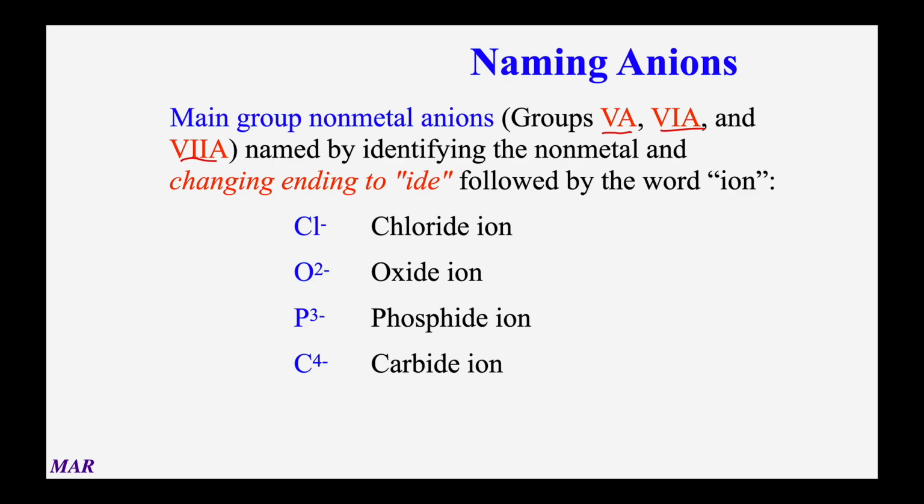So chlorine in group 7, 7 minus 8, that's where the -1 on chloride comes from, and again we'll change it from chlorine to chloride. Oxygen in group 6, 6 -8 becomes -2. That's the oxide ion. Phosphorus in group 5, 5 -8, -3 on phosphide. And if you wanted to do it for carbide, which does happen once in a while, carbon is group 4. In this case, 4 -8, -4. That's what the carbide ion is.